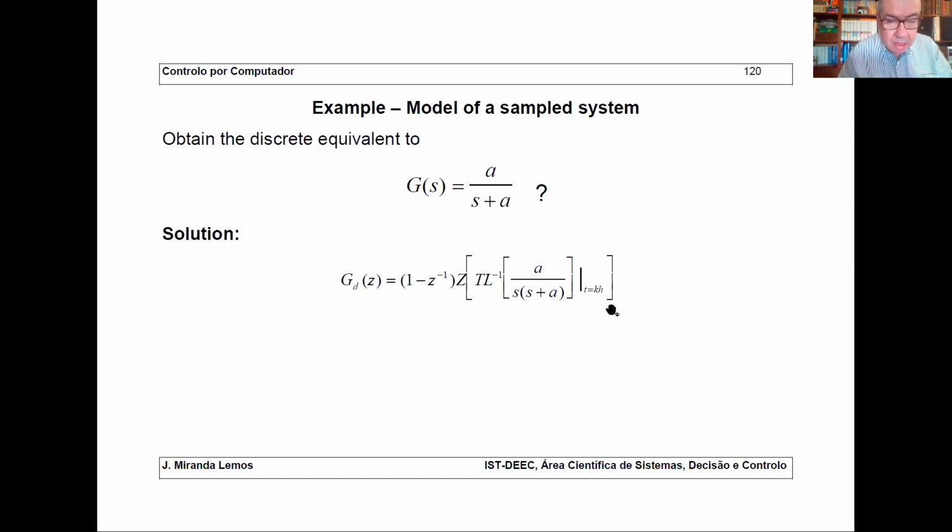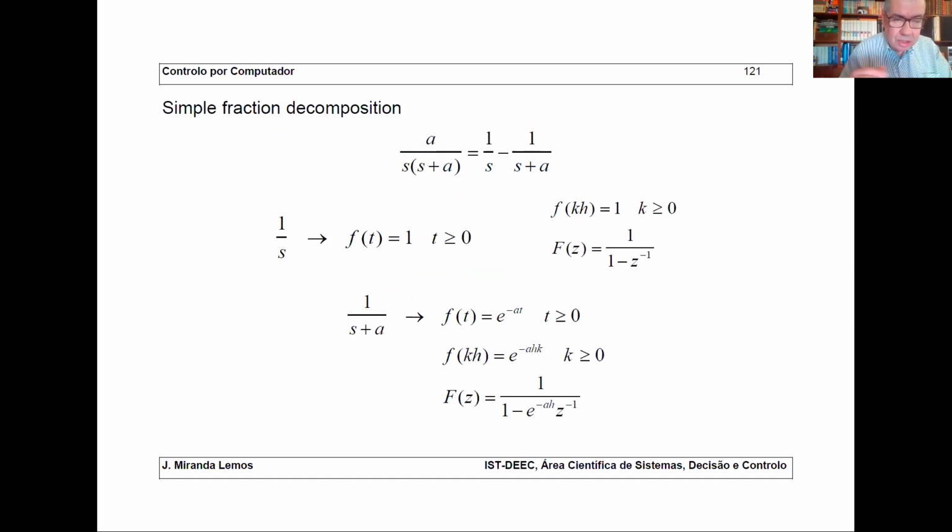And you get, okay, you have to compute this. So you have to compute the inverse Laplace transform of A divided by S times S plus A. This inverse Laplace transform is a time function. You have to replace T by KH. Now you have a discrete time sequence in K. And you have to take the Z transform of this time sequence and multiply by 1 minus Z minus 1. Okay, so let's do this.